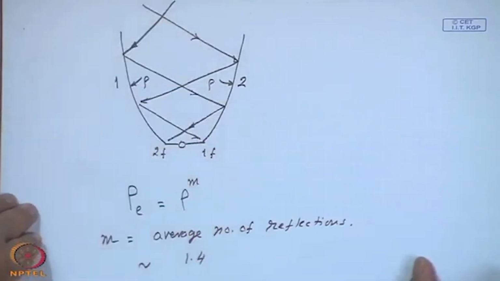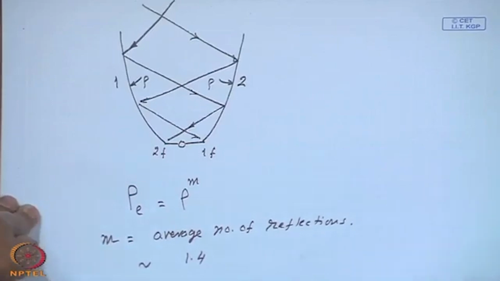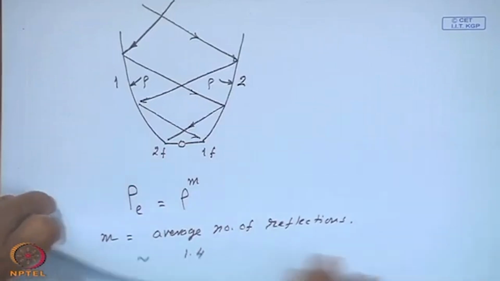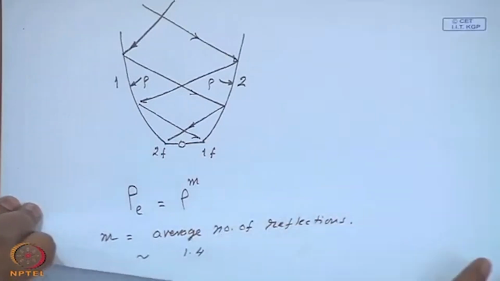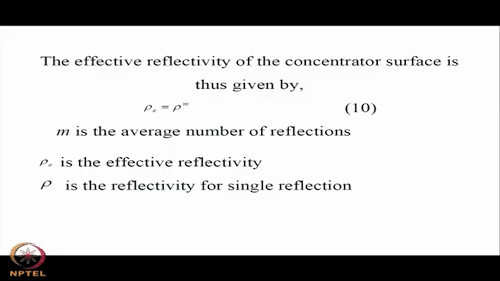How the fraction is, you can easily imagine. If you consider a large number of rays, some of them may have 2, some of them may have only 1, and the average turns out to be 1.4.